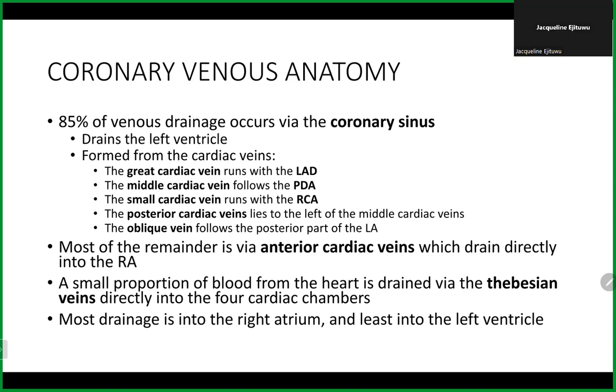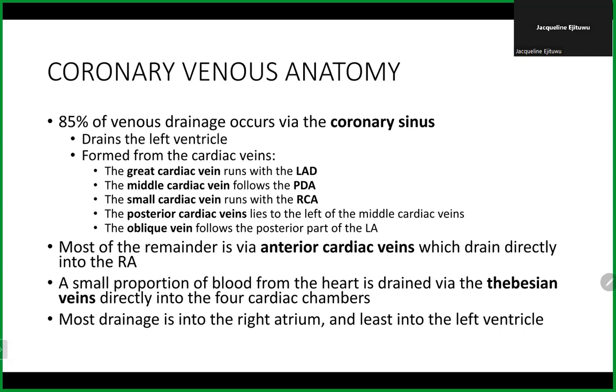All right, okay. So the coronary sinus is a large venous structure that is located on the heart, and almost all the cardiac veins drain into the coronary sinus, which empties into the right atrium. So the major tributaries of the coronary sinus are the great cardiac vein. This is also known as the great cardiac vein, it runs along with the left anterior descending artery and is the largest tributary of the coronary sinus.